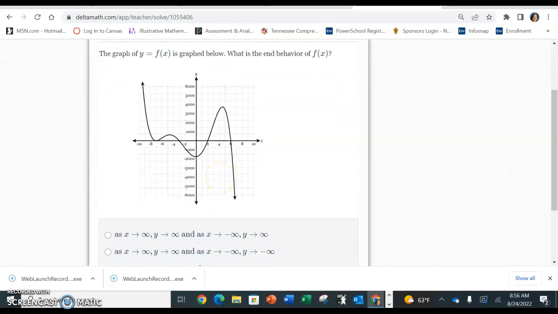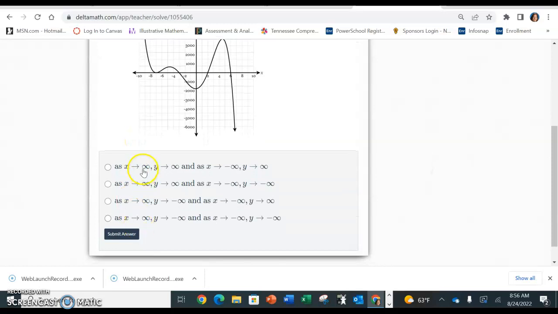Same concept, but this one is now going up on the left side and down on the right side. Again, if we go to the left, this is going towards negative infinity. It started with positive x's here, and here are the negative x's if we start on the left side again. So as x goes to negative infinity, what happens? This goes up, so it's going to positive infinity. So it has to be the first one or the third one.